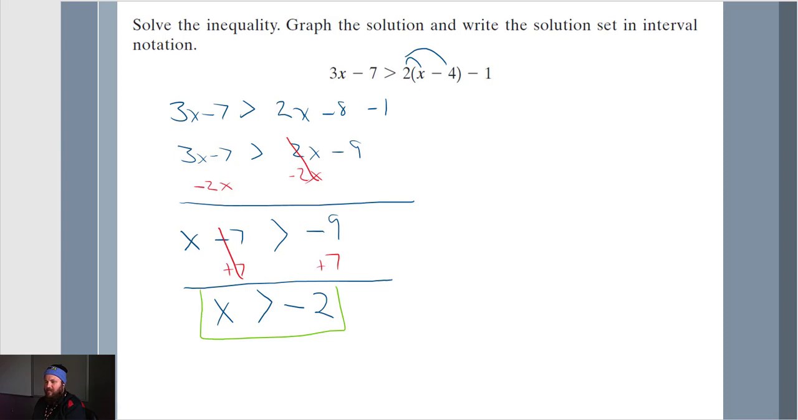Now we need to set it up in interval notation. Well, hopefully you guys remember, since there is no equal sign here, the parentheses is what you'll be using instead of square brackets. So because it's not equal to, it's not actually going to touch those values. So we're saying x is greater than negative 2. So our lowest point then is negative 2, and it's going to go up to positive infinity. So that's your interval notation.